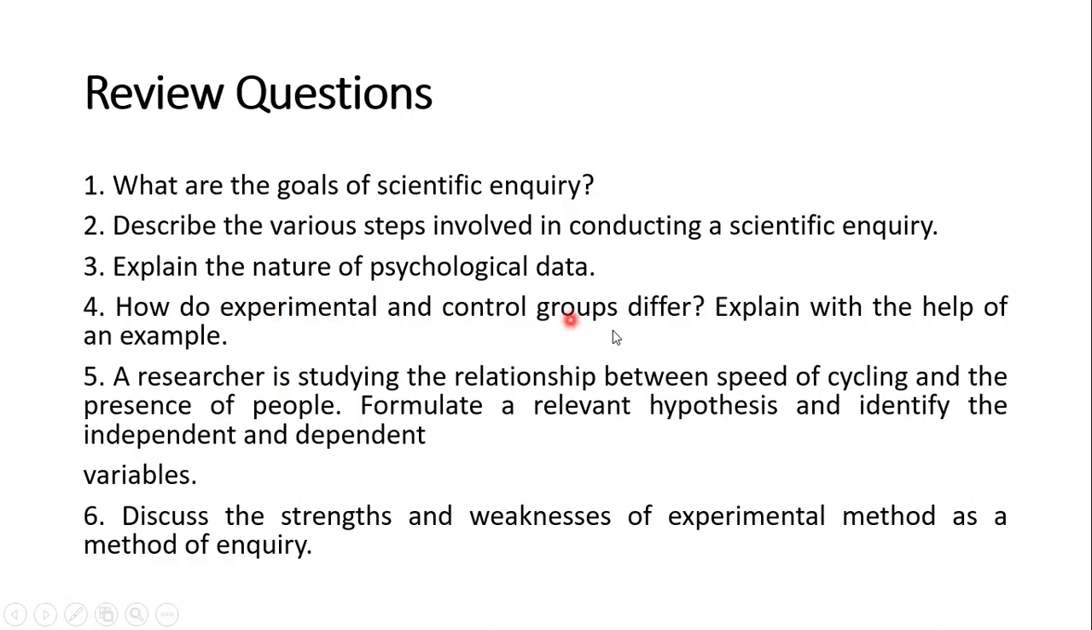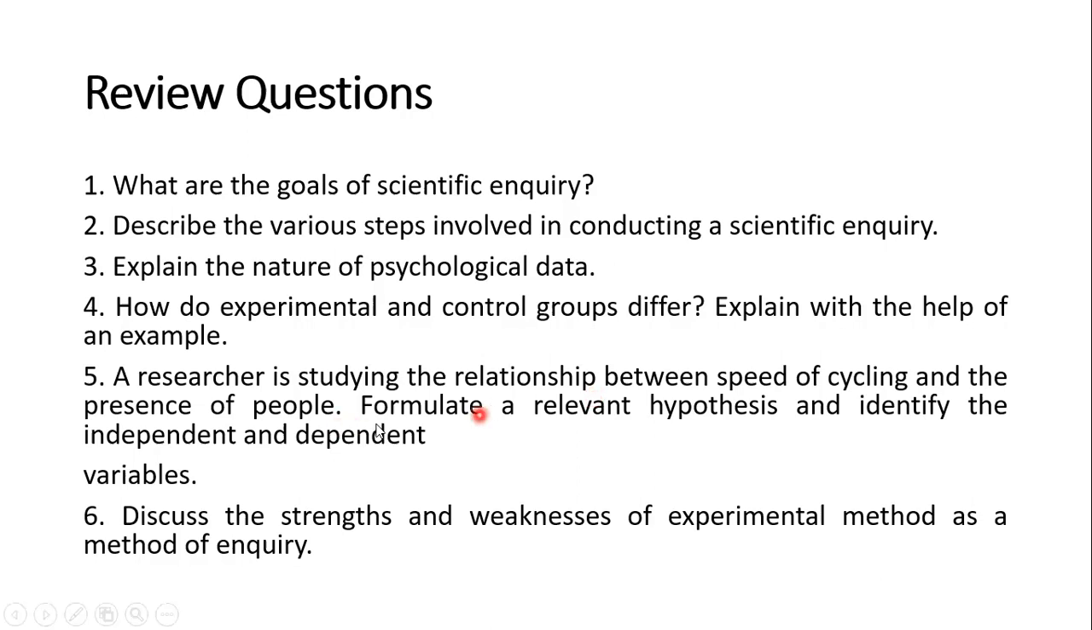How do experimental and control groups differ? Go to the experimental method, the experimental technique which is used, and find some differences, and try to read articles based on the experimental method. You can get more data, and you can read about the bystander effect and try to come up with your own example.